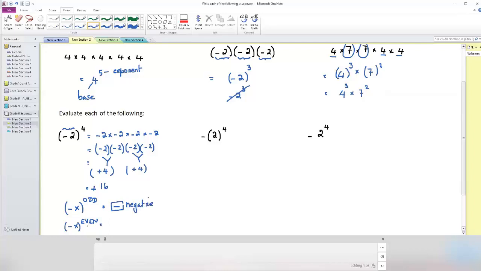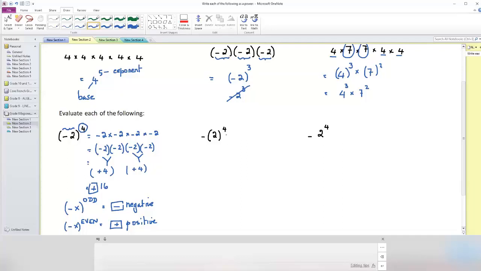However, if it's an even exponent, 4, 6, 8, 2, all of this will bring me a positive answer. So here, it's exponent 4. The 4 here is an even number. Right away, it has to be a positive answer.